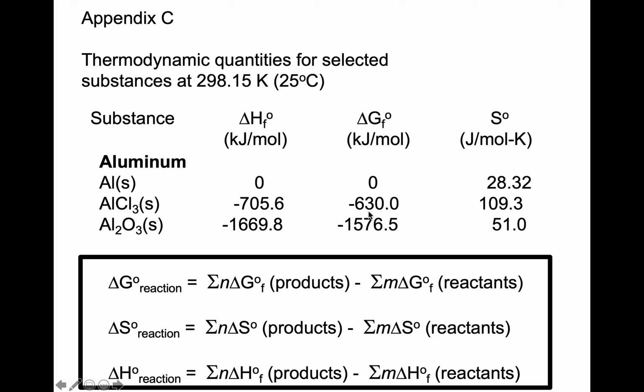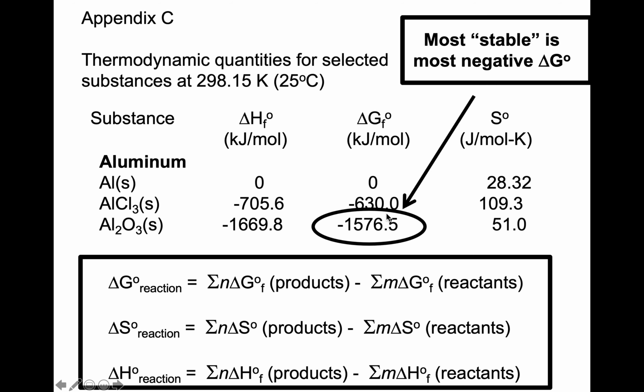When I look at these other ones, in addition to being able to do calculations, how do I begin to make sense of these? The more negative the value, the more favored it is in terms of the Gibbs free energy. And the Gibbs free energy is the part that counts.